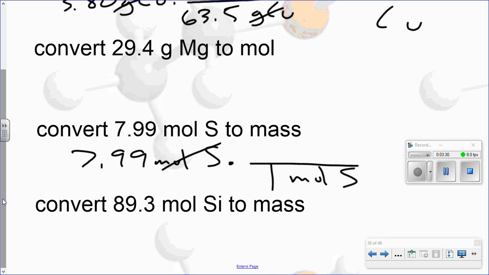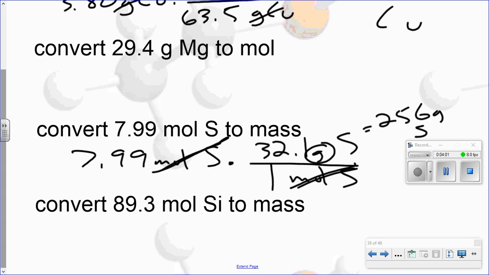Sulfur has a molar mass. You need a periodic table to look this up. It has a mass of 32.1. Notice I used 3 numbers. I rounded, it's actually 32.065, up to 32.1. So moles of sulfur cancels out with moles of sulfur. I'm converting to mass, so that's on top. So 7.99 times 32.1 gives us an answer of 256 grams of sulfur. So that's conversion from moles to mass and mass to moles. Very important.